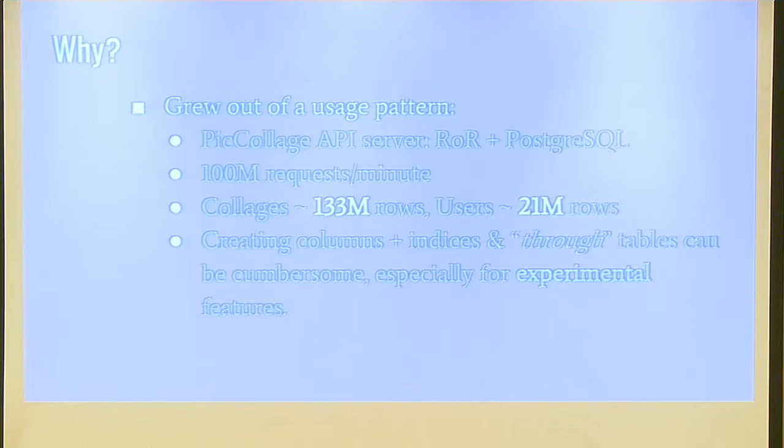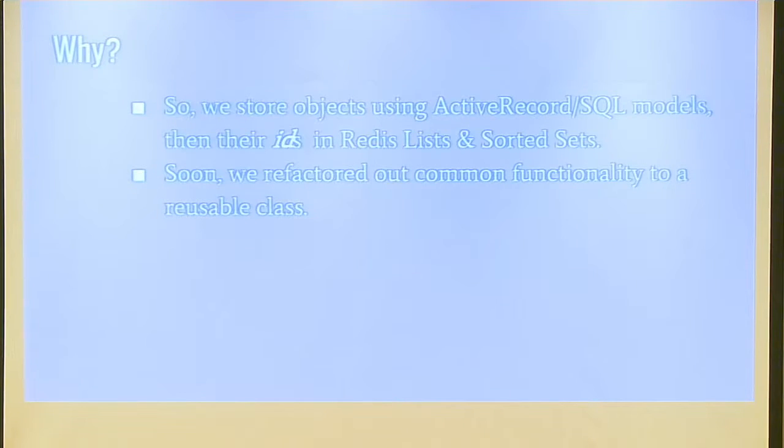So the pattern that we wanted to use was Redis, which I'll go into a bit later. Basically, we store the objects traditionally, because we started out as a Rails app using ActiveRecord, in the SQL database, and then just use Redis to store the IDs of them, and then we build collections out of things. We were doing this a lot, so soon we refactored it out to a common class to make this all easier.